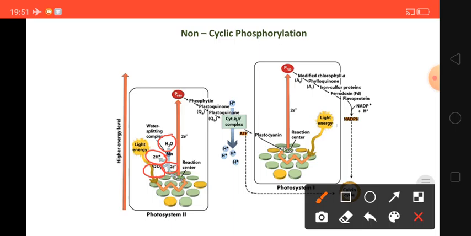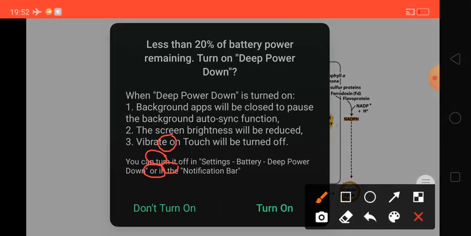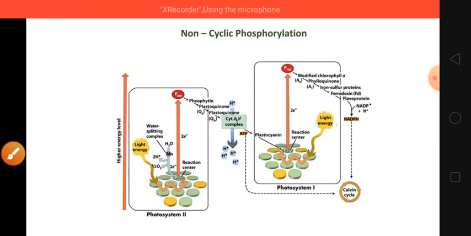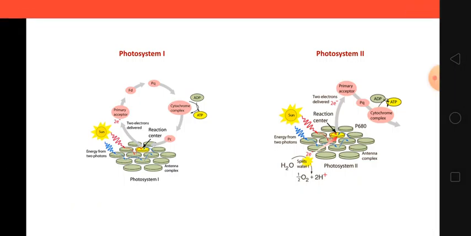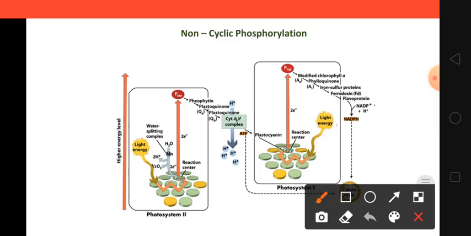Now, the electron that is produced by photolysis is used as a replacement of the lost electron. So here the replacement is done, correct? The covering up of the lost electron is done. Then the proton that is liberated due to water splitting is sent to NADP. When NADP accepts the proton, it forms NADPH, or you can say NADPH2.